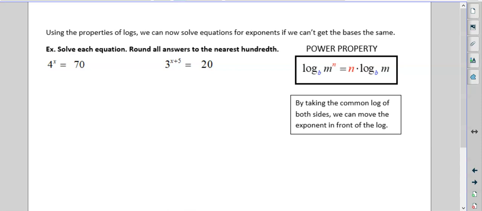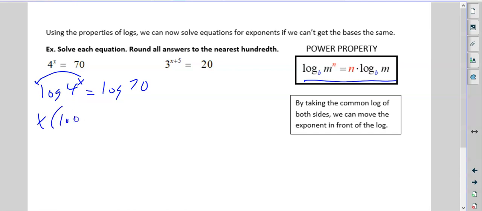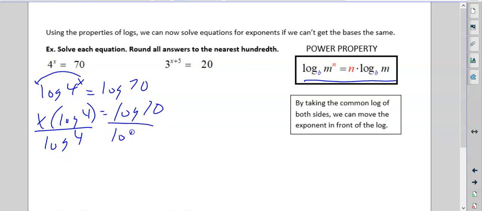All right. So using the property of logs, we can now solve equations for exponents if we can't get the same base. So there's no way to rewrite 4 and 70 with the same base. Okay. So this is the property here. We're just going to log both sides. That's the verbiage for it. We log both sides. So we're going to write log 4 to the x equals log 70. Now, as we talked about before, any exponent comes out in front. So we have x times log of 4 equals log of 70. If we're trying to solve for x, we need to get rid of what's next to it. So that's log of 4 by division.